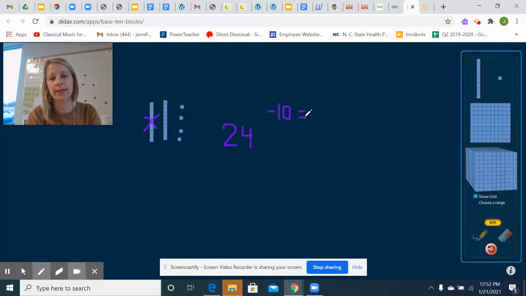All right, let's count and see how many we have now. We have one rod, so I'm going to put a 1 in my tens place, and I still have 1, 2, 3, 4 dots. So I'm going to put a 4 in my ones place. And when I put those two numbers together, I get 14. Let's double check and see. 10, 11, 12, 13, 14. Awesome. All right, let's do another one.